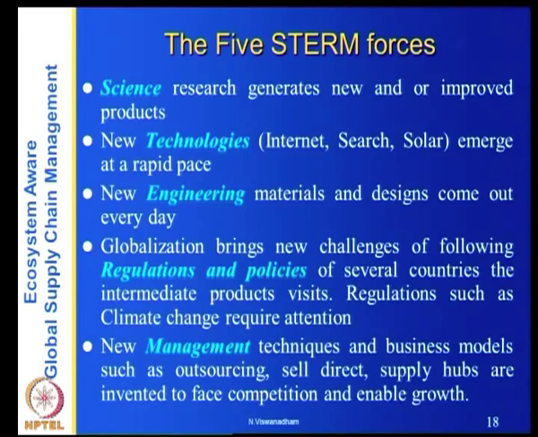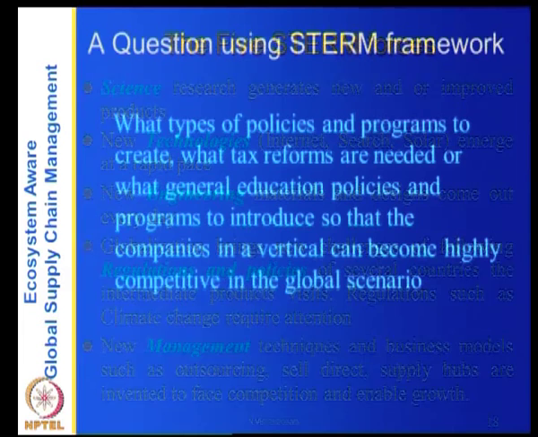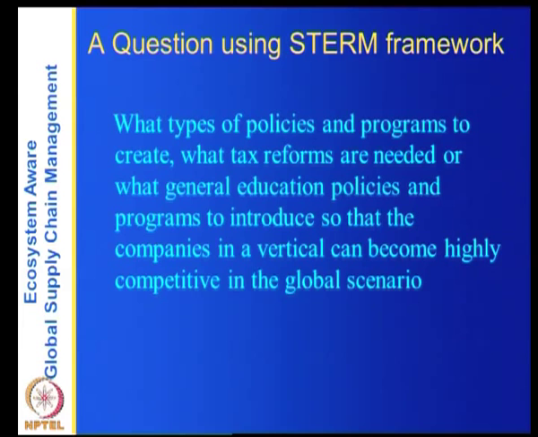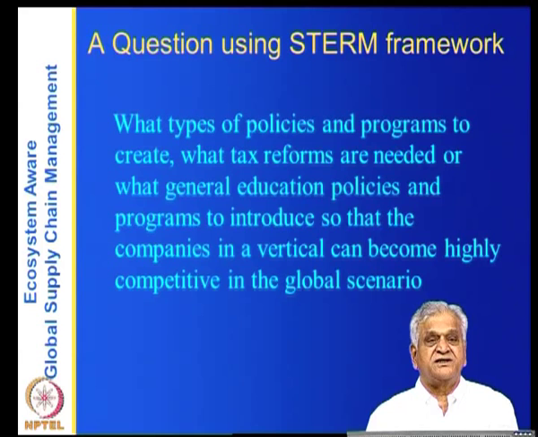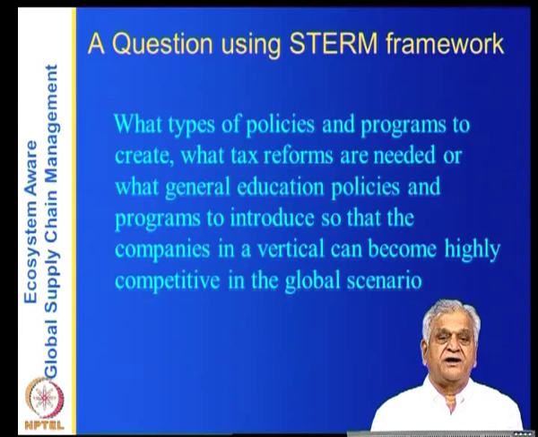So what this particular STEM framework gives us is that there are five forces that are needed, and usually people talk about the STEM framework: science, technology, engineering and mathematics. But what we are saying here, in terms of global supply chains, is that you have two more that are needed, which are regulations and policies, and new management techniques. And when you are talking of this framework, what type of policies and programs to create, what tax reforms are needed, or what general education policies and programs to introduce so that companies in a vertical can become highly competitive in the global scenario.